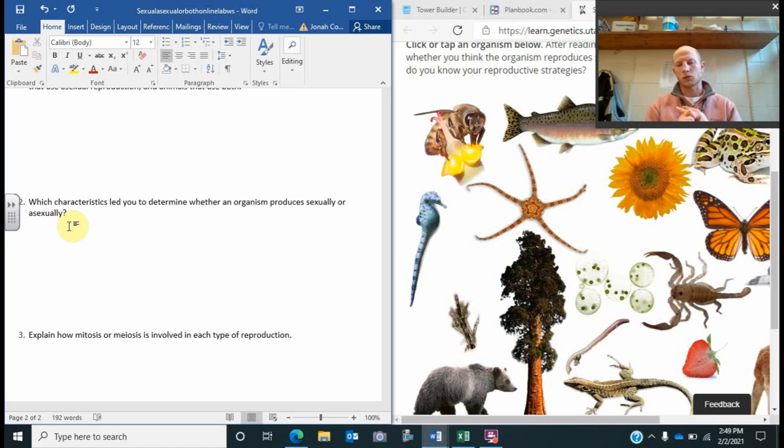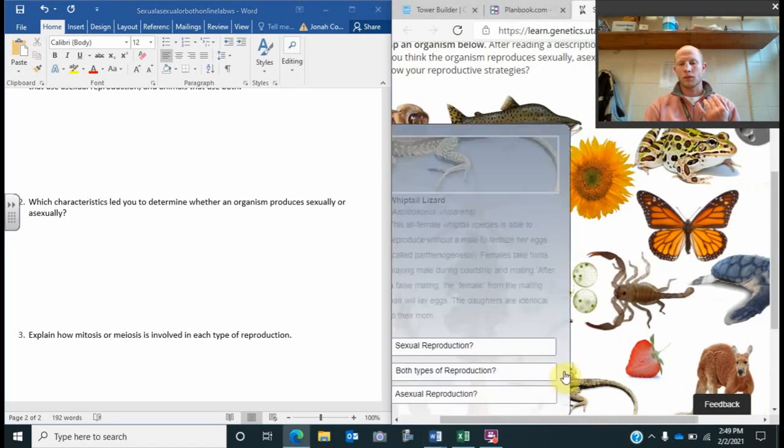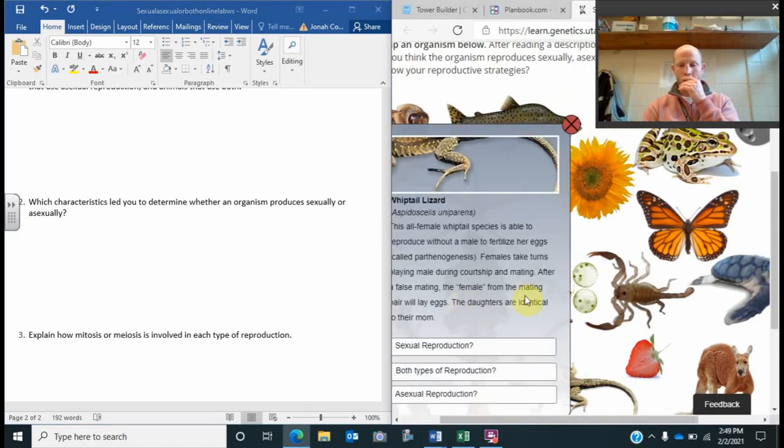and then asexual reproduction, you want to think about things that say, if we go back to our whip-tailed lizard here, it says daughter cells are identical to their mom. So we know asexual reproduction, we're looking at identical offspring to parent. We're looking at one parent, right? Only one parent produces that offspring. So that one's pretty simple there.